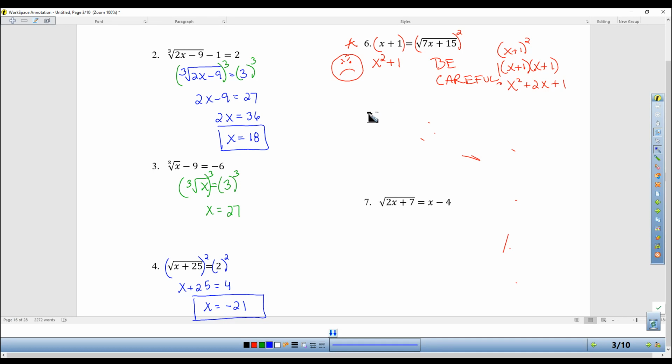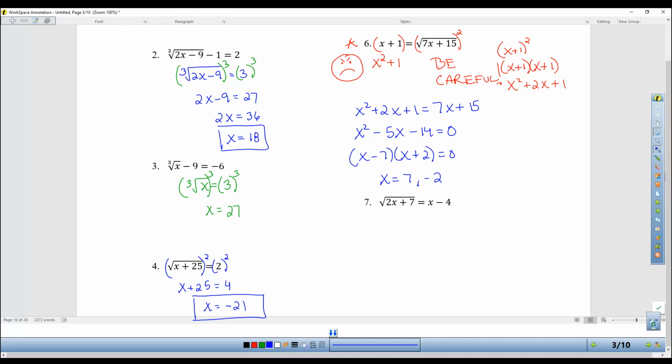All right, so proceeding correctly, x squared plus 2x plus 1 is equal to 7x plus 15. I see an x squared in my equation. What do? Whenever you have an x squared, this is what we spent the last couple chapters on, set it equal to 0 and factor. So minus 5x minus 14 is equal to 0. That would be x minus 7 times x plus 2 is equal to 0. X is equal to 7 or negative 2.